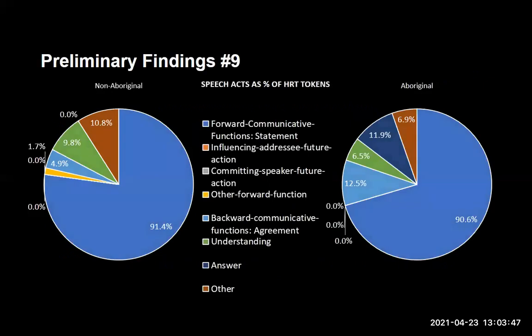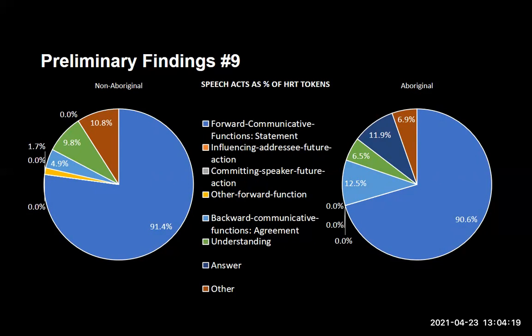So looking at the 2 cohorts, we can see the differences in correlations between specific dialogue acts and the HRT. Non-Aboriginal participants appear to use the understanding and other categories with greater frequency, with the other category largely made up of direct questions. Non-Aboriginal participants also appear to produce more tokens correlating to the other forward function category, which includes pleasantries and exclamations, with the Aboriginal participants producing none of these utterances.